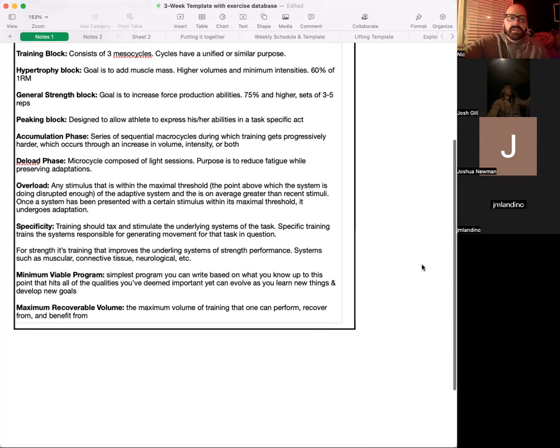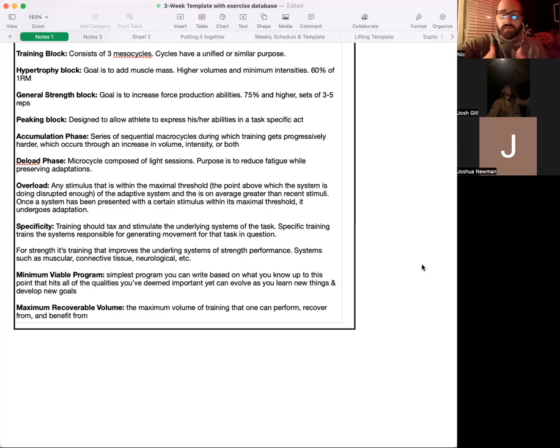And then specificity, training should tax and stimulate the underlying systems of the task. Specific training that trains the systems responsible for generating movement. So if you're getting ready for a powerlifting meet, you should probably squat, bench, deadlift with a straight bar, right? And this is training the muscular system, endurance system, cardiovascular, connective tissue, neurological. For strength, there's certain requirements. For hypertrophy, there's certain requirements. For endurance, there's certain requirements.